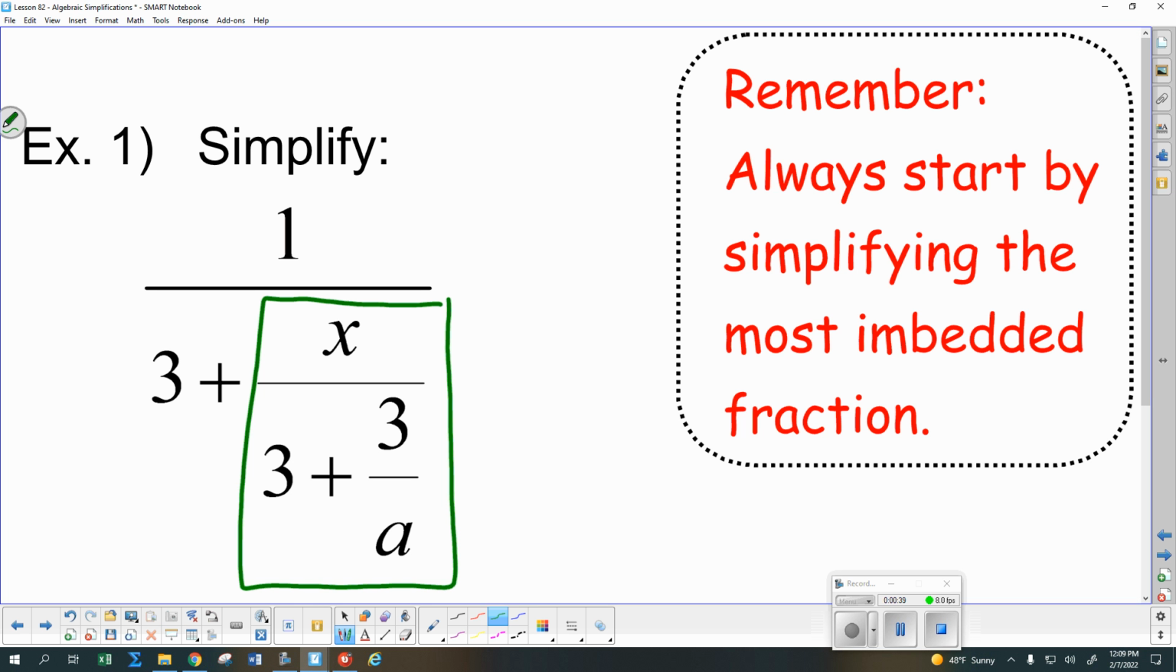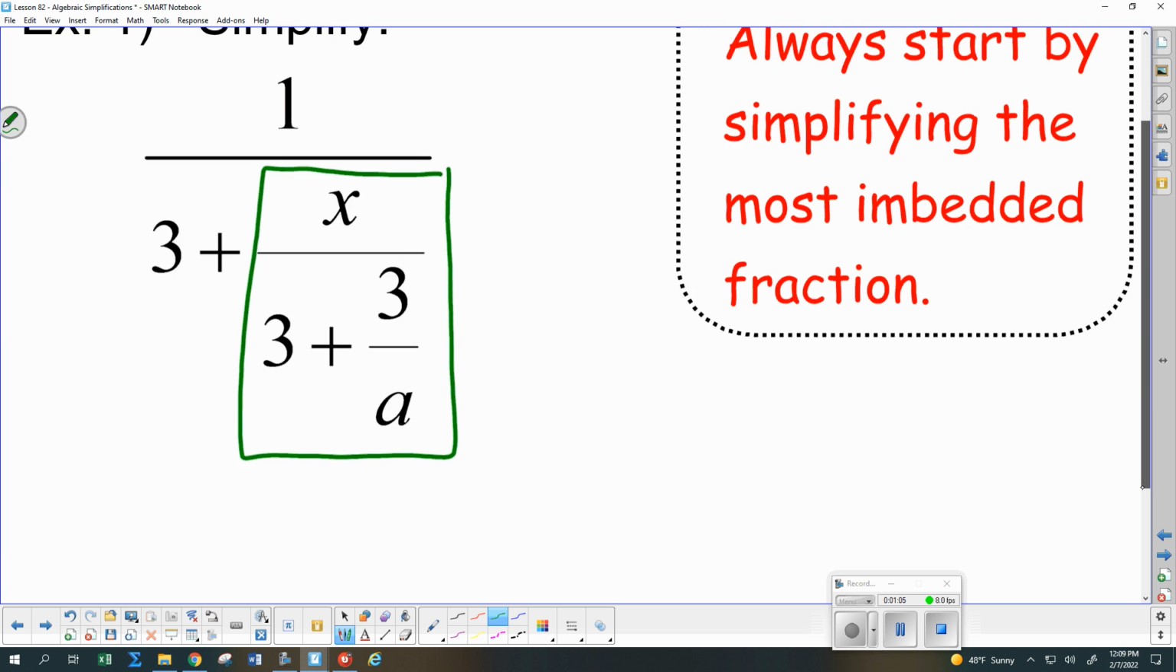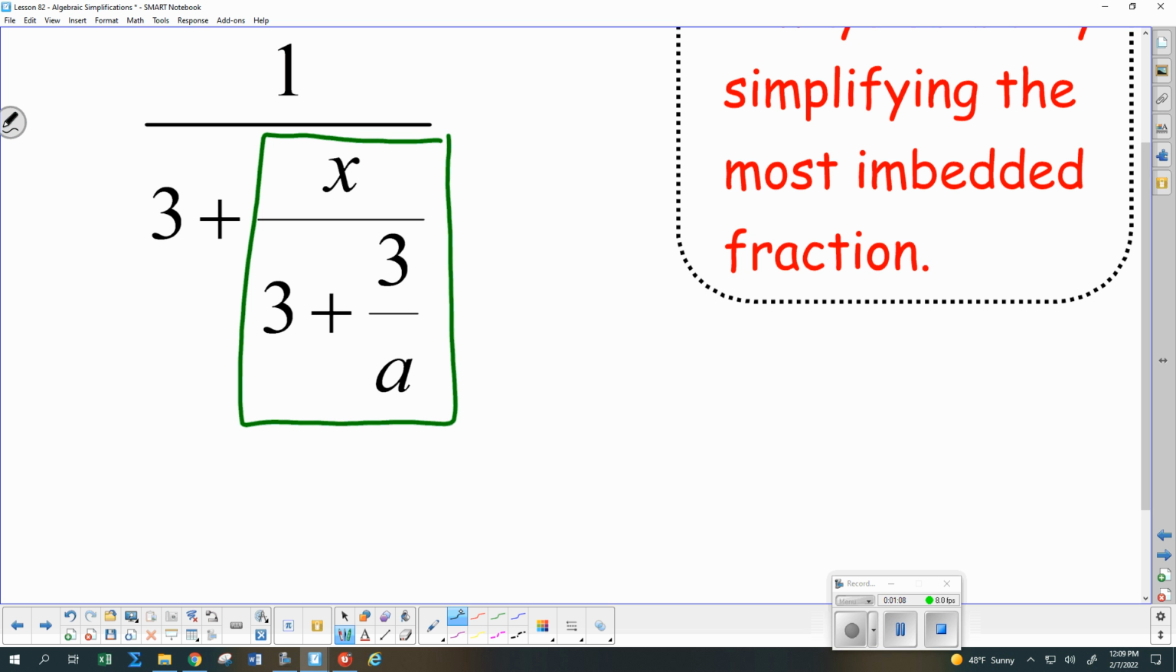The whole trick is to use PEMDAS, start with parentheses or whatever other grouping symbols there may be, and fraction bars are considered grouping symbols. So we start from the one that's the most inside and work our way out. Start with the fraction that is the most embedded first. So that means that to begin with, I'm just going to simplify the part that I've put the box around. And I am going to leave the 1 over 3 plus until later.